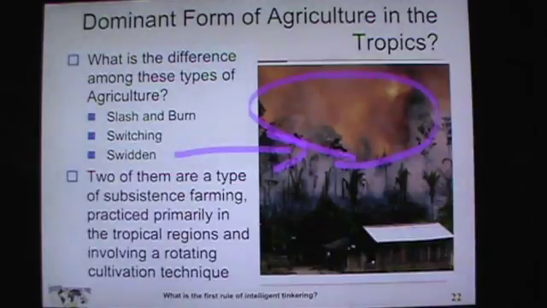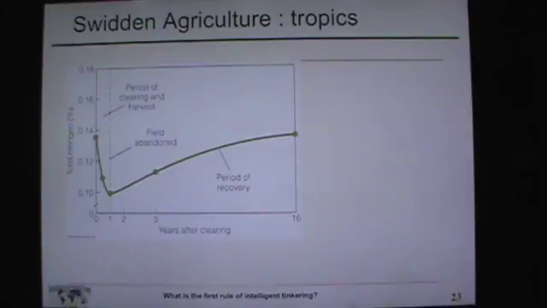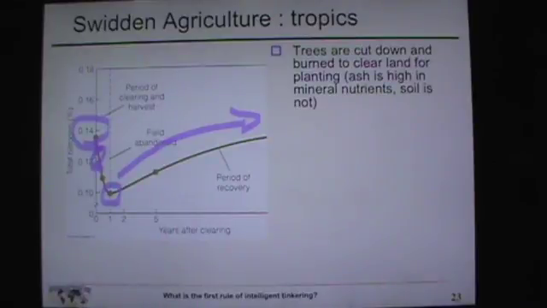What is Swidden? Well, two of these, switching and Swidden, are a type of subsistence farming practiced in tropical regions. It involves rotating agriculture. So Swidden Ag in the tropics. When you first burn a plot, you gain a fair amount of total nitrogen, and then over the course of a year you grow crops, and then you abandon the field, and you allow it to recover over this period of time. So trees are cut down and burned to clear the land for planting. Ash is high in those mineral nutrients, while the soil in the tropics in particular is not.